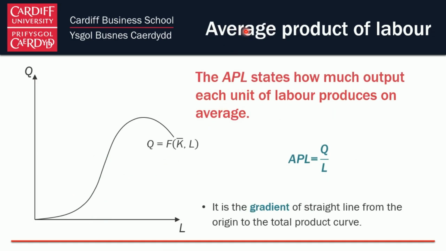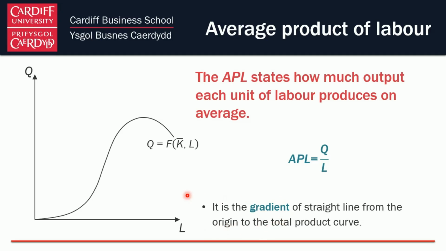The average product of labor, the APL, is even simpler. It states how much output each unit of labor produces on average. So you have Q units of output, you hire L people, Q over L, the total output divided by the total number of people you hire, is your APL, the average product of labor. In terms of the graph, it is the gradient of a straight line from the origin to the total product curve.